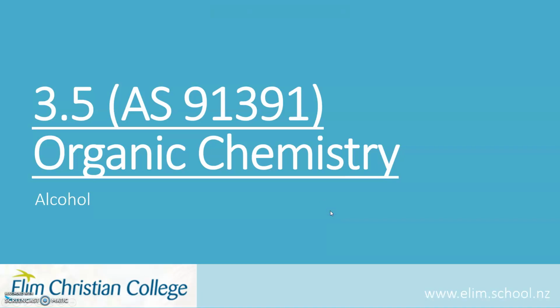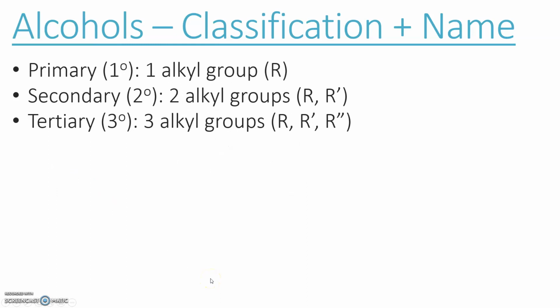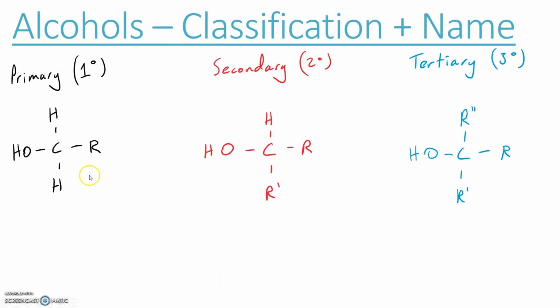Okay, let's have a look at alcohols. Naming is just the prefix with -anol: methanol, ethanol, propanol, and so on. And we can have primary, secondary, or tertiary alcohols. Primary is where the carbon with the OH has only one other carbon attached. Secondary, the carbon with the OH has two other carbons attached. Tertiary, the carbon with the OH has three other carbons attached to it.